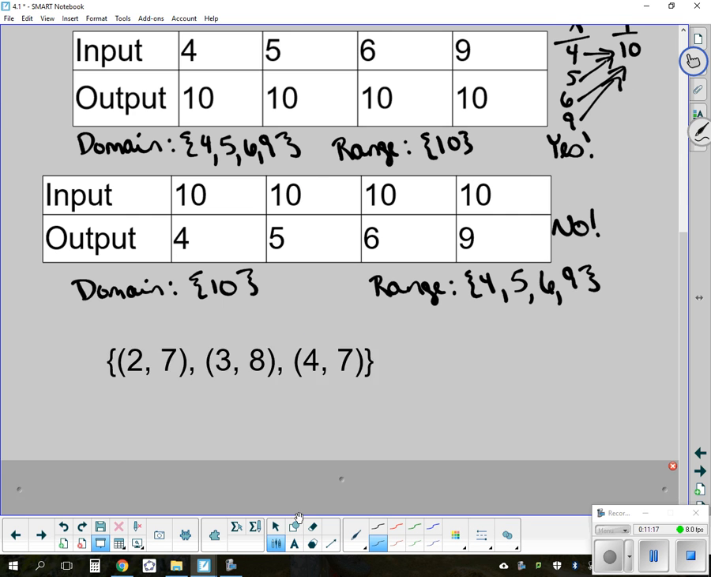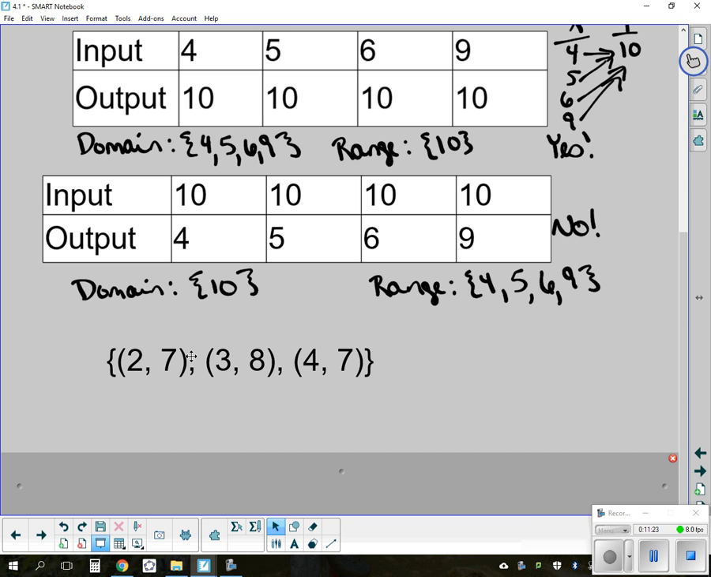Okay, one more. Whoops, 2 more, I guess. We're looking at them as ordered pairs now. Does each x here have only one y? 2 goes to 7, 3 goes to 8, 4 goes to 7. So all your x's are different. Each x is different in here, and it's only paired with one thing. So yes, this is a function.